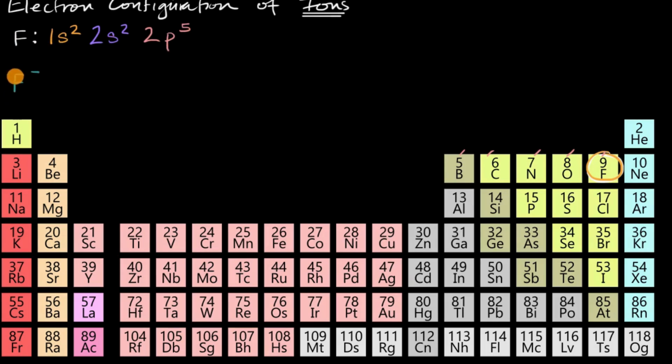So if that's the electron configuration for fluorine, what do you think the electron configuration for fluoride would be? So this is just the anion that has 1 extra electron. It is a negatively charged ion. Pause this video and try to figure it out.